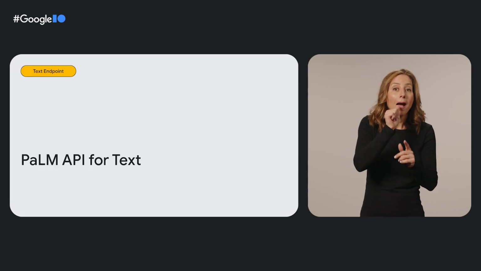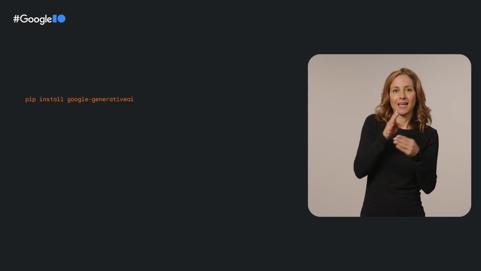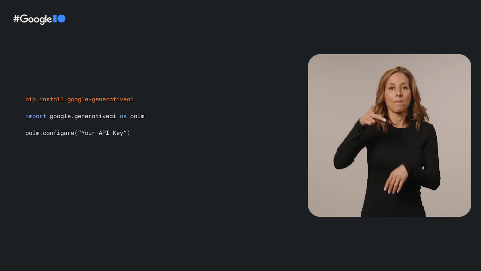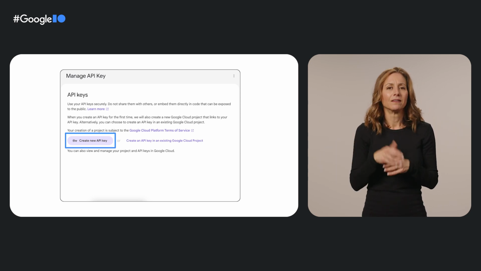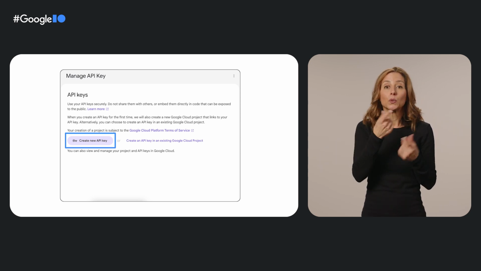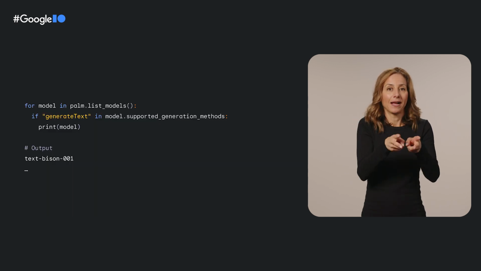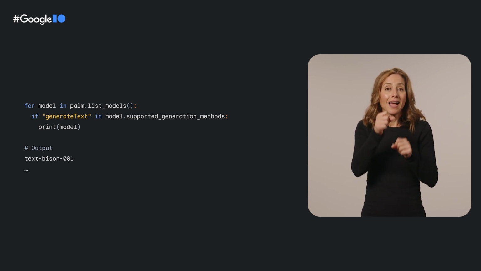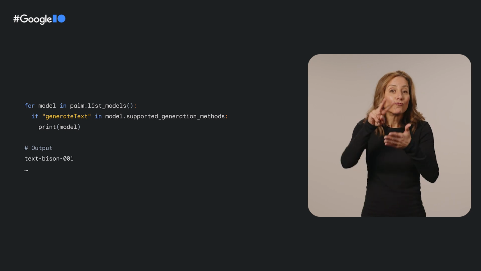Let's take a look at a code example for the text endpoint, starting from scratch. First, pip install the client library, and next import the PaLM API. Now call palm.configure with your API key, and we've made it super easy for you to get a key. All you have to do is go to MakerSuite, click on Get an API Key, and copy and paste it. The PaLM API has a few different models available, and you can see a list of these by calling palm.listModels, and you can read more about them by visiting our website.